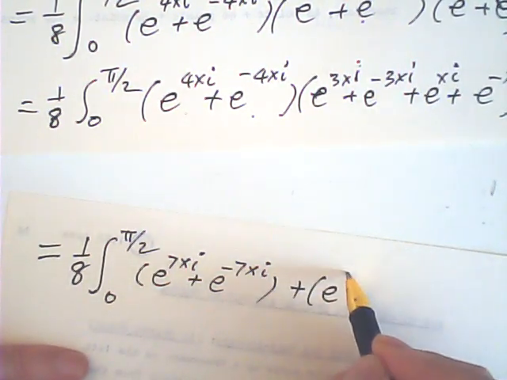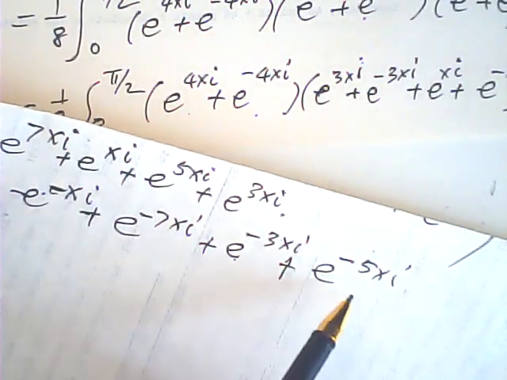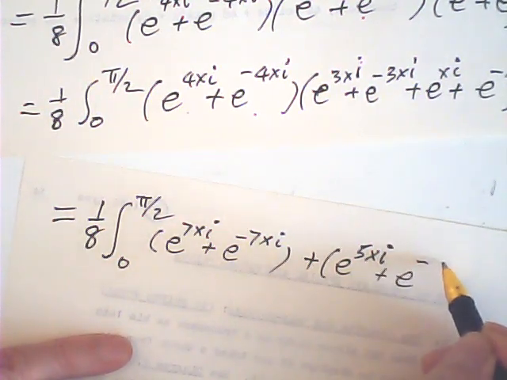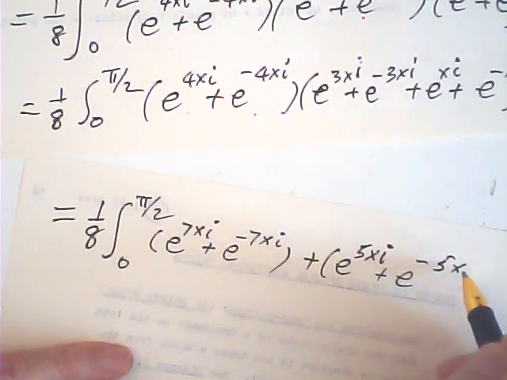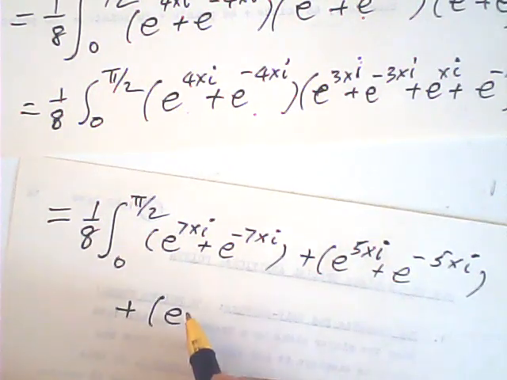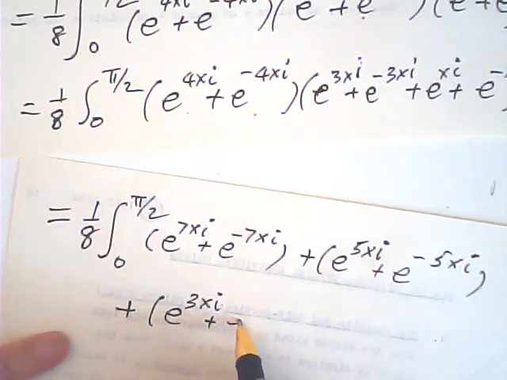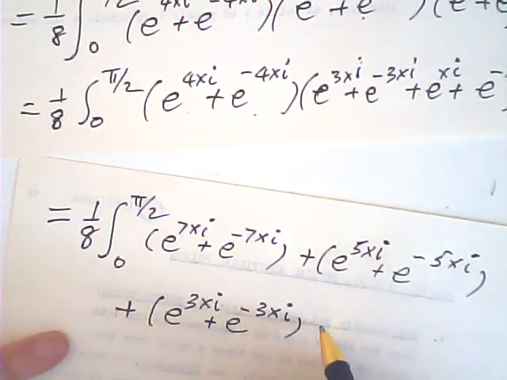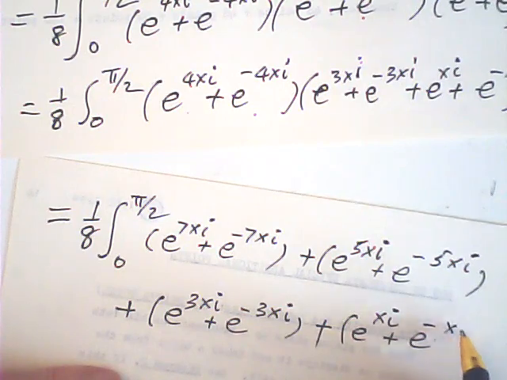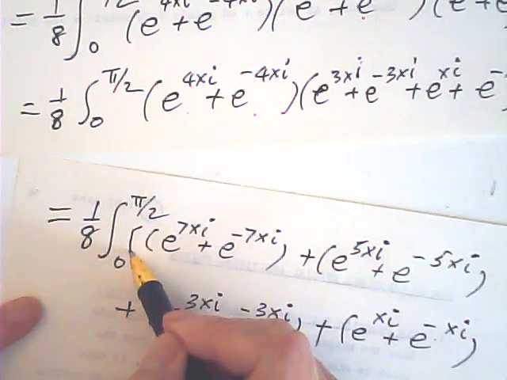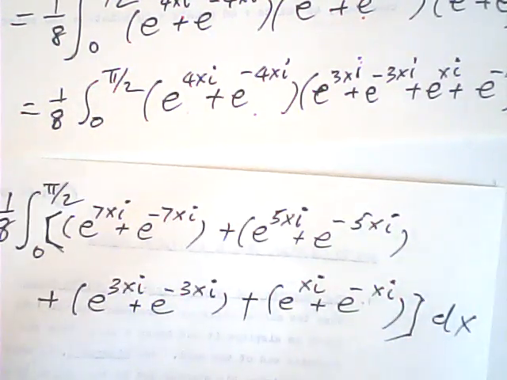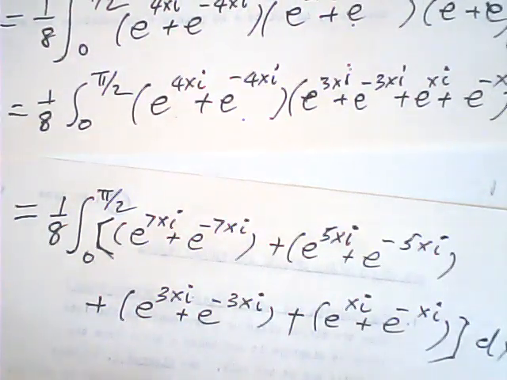Plus e to the 5xi plus e to the negative 5xi, plus e to the 3xi plus e to the negative 3xi, plus e to the xi plus e to the negative xi, altogether dx. Well, it's quite nice.